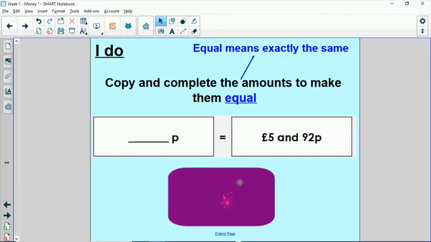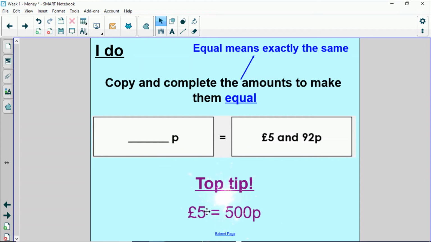Now I'm going to reveal a little top tip here. When we've got £5, we know that's equivalent to 500 pence. So if we've got 500 pence here, and we've also got 92, in total we must have 592. And that is our answer because we've got both sides equal. One is just in pence, the other is in pounds and pence.